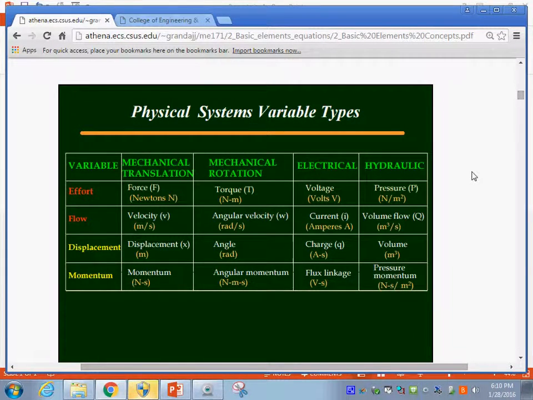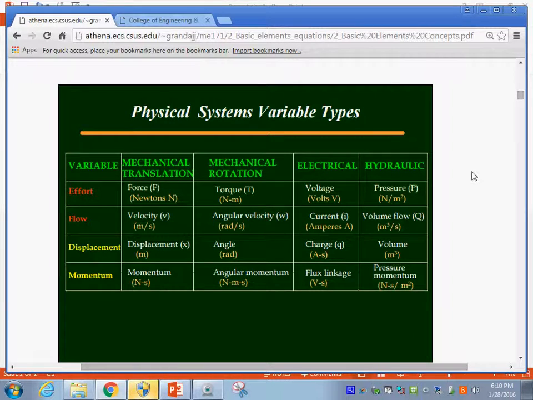What Paynter is saying is, guys, we shouldn't have to learn 16. Why don't we just learn 4? And every time we talk about an effort variable, and the system is a mechanical system, we know we're talking about newtons. Every time we talk about an effort variable and it is an electrical system, we know that the effort is measured in volts. Same thing.